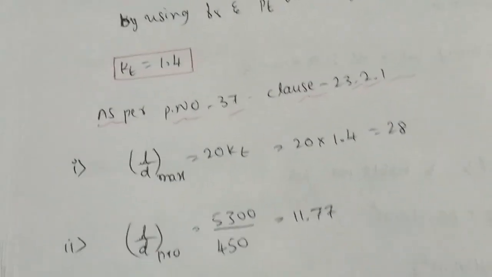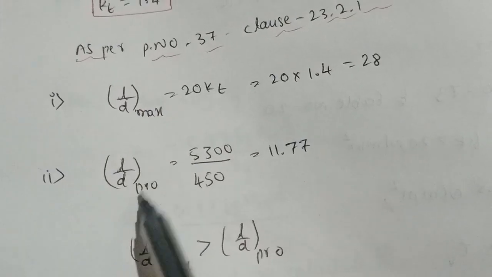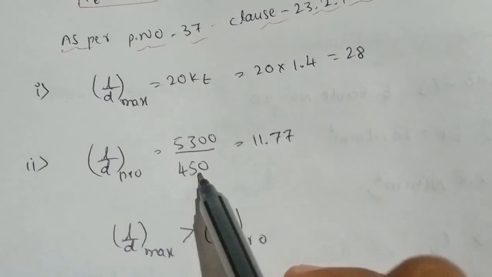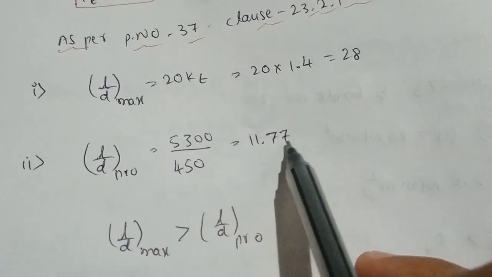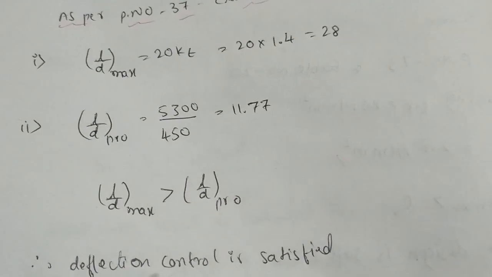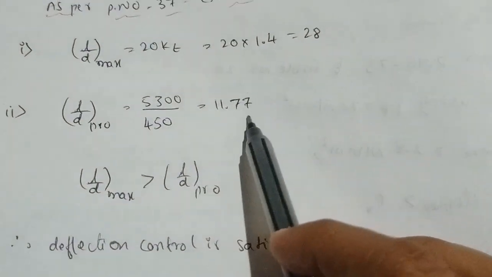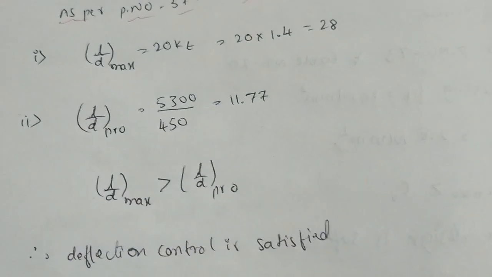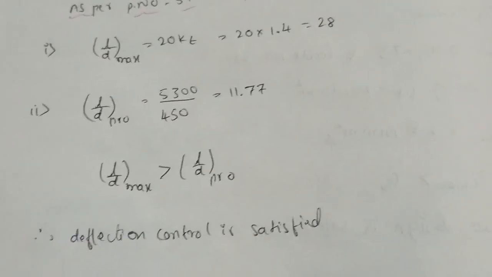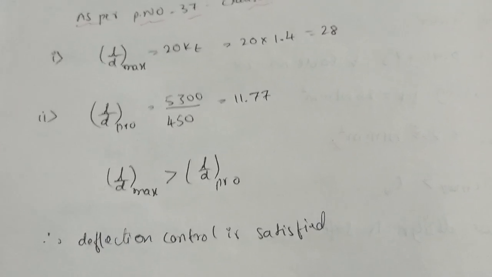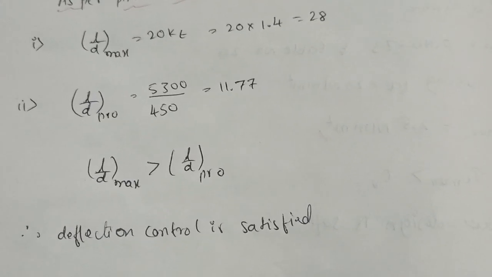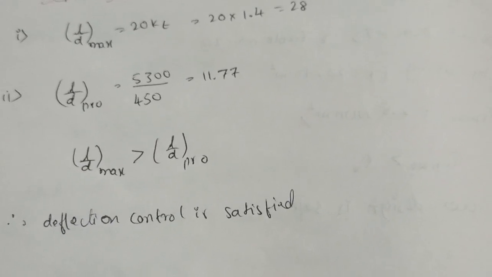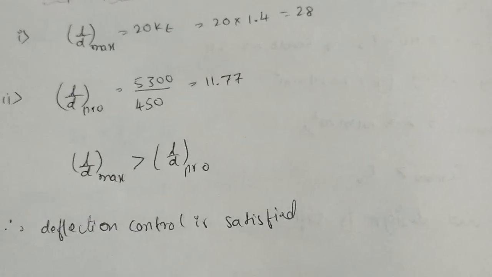And we need to calculate the L by D provided. Our L value is 5300 divided by 450. After simplifying, we'll get 11.77. So our L by D max is 28 and this is 11.77. Our L by D max is greater than L by D provided, so deflection control is satisfied. This is our last step, and next is the reinforcement details drawing. Without the drawing, our RCC problem is incomplete.